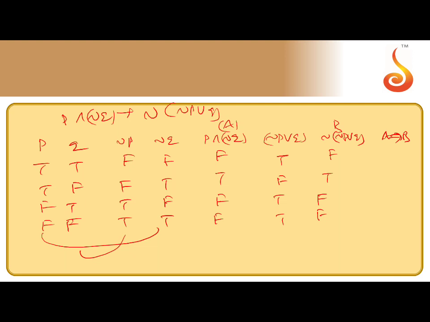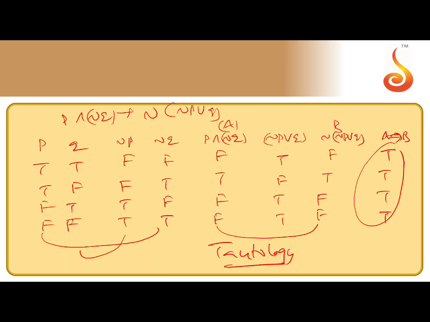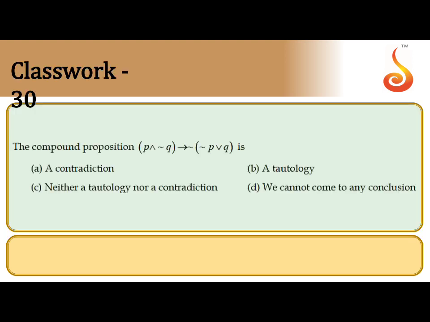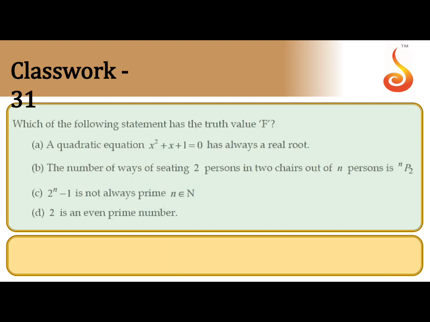So now combine these two only. FF is T, TT is T, FF is T, FF is T. Completely true. So what do you call this? This is called a tautology. Not tautology. So that is the answer for this one. I hope this one is clear. Be careful when you are writing the answer. So the answer is B.